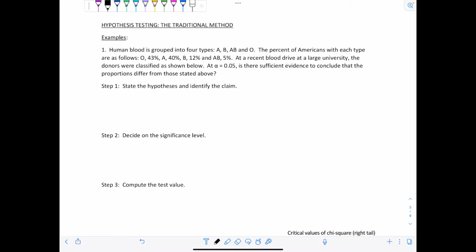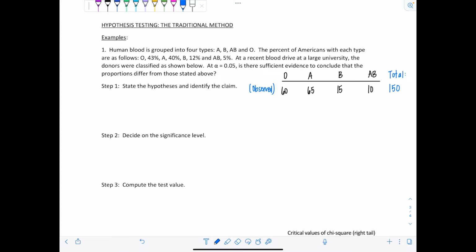And I forgot to give you your data table, because it said the data is shown below and it's not there. So here it is. This is at the blood drive. 60 people had type O blood, 65 had type A, 15 had type B, and 10 had type AB. This is what's observed, what we collected from the blood drive. Let's total them all up so we know what our sample size n is. So these will sum up to 150.